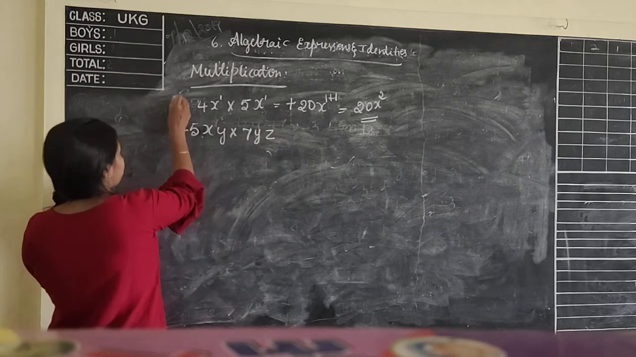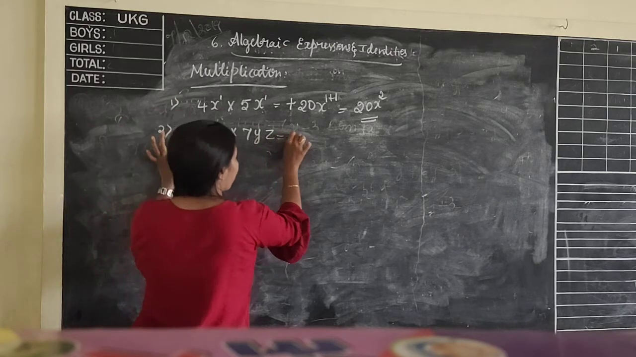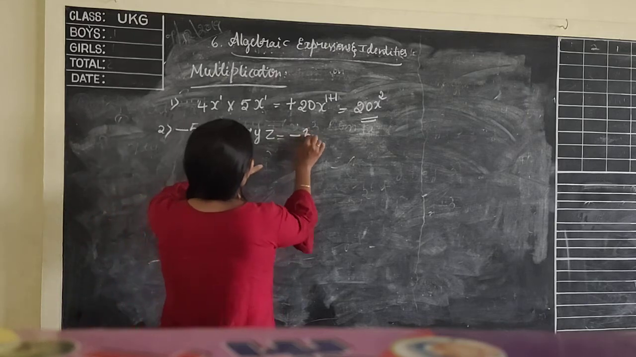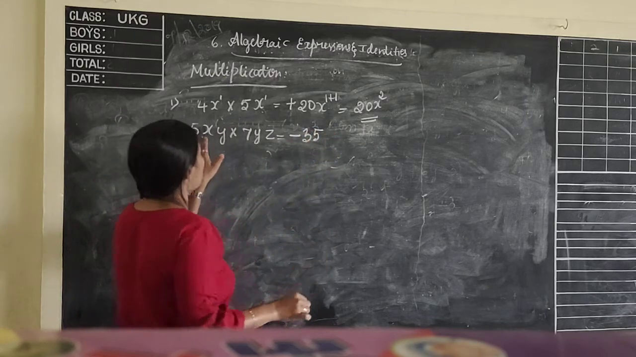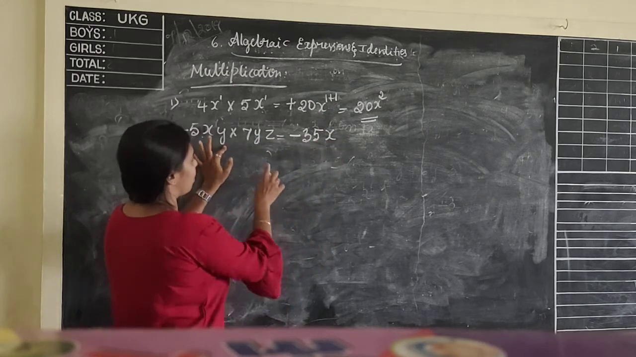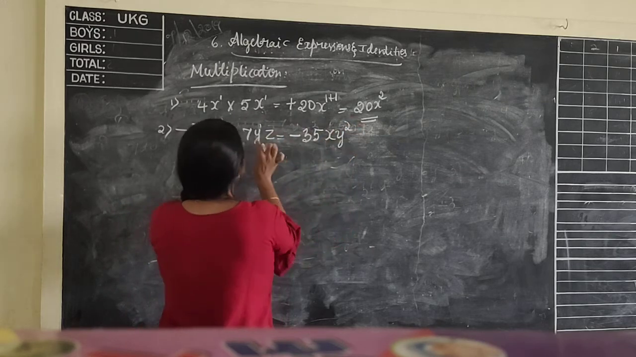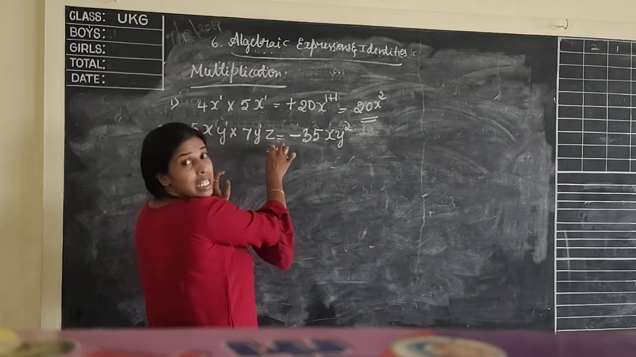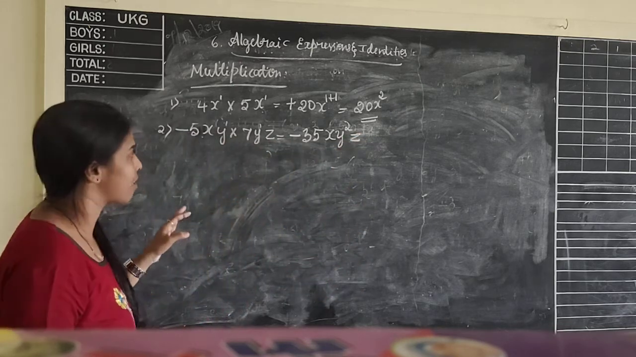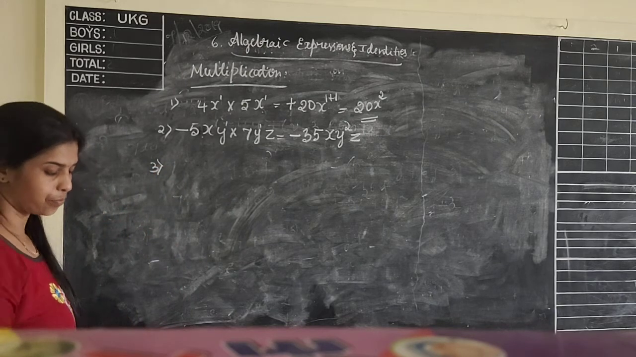This is the second question. First sign, minus into plus, minus. 5 7s are 35. Now coefficient x not there, right, as it is. Y, here 1, 1, 2. Here not there anything, but here is remaining z. Both the sides you have to see, not only one side. Understood?